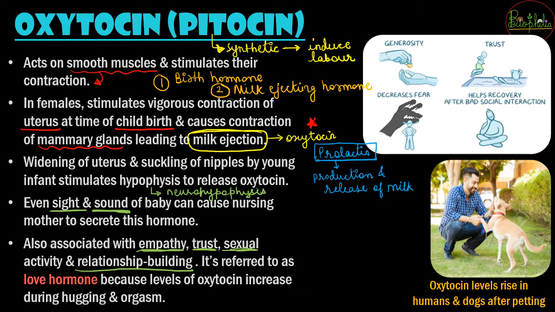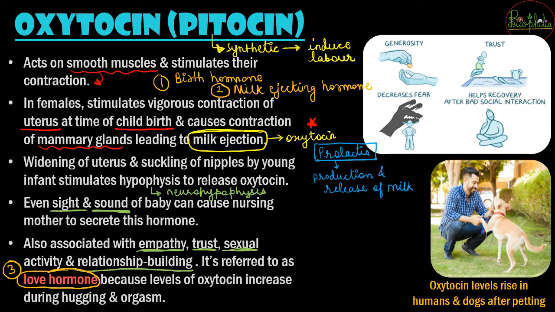So these functions are for those people, and even for lactating or pregnant females these functions will be going on, but for them the additional functions will be provided by oxytocin, that is birth hormone and milk ejection hormone. Since oxytocin is related to sexual attraction, empathy, trust and relation building, it also has a third name, that is called the love hormone. So oxytocin is also the love hormone.